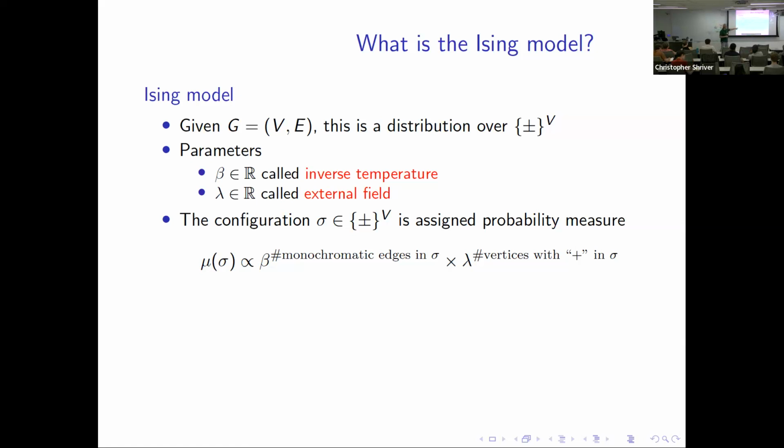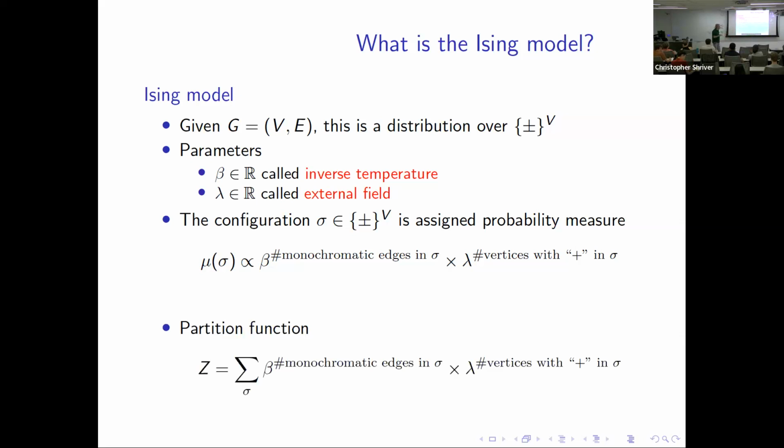So we'll put these betas in the exponent. And of course, in order to make this a probability measure, we have to normalize, and we basically need to divide by a partition function. This is the quantity Z, right? We sum over all these configurations of this weight. And in this talk, the partition function is a very important concept.